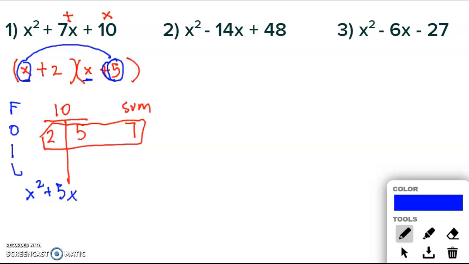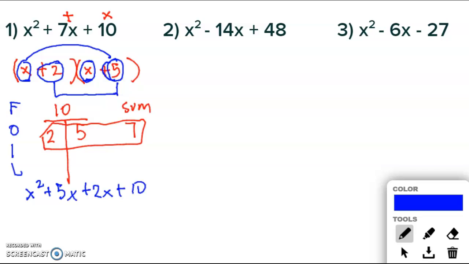And then I stands for inside. That means I am multiplying plus 2 and x. Plus 2 times x is plus 2x. I am adding each of the products. And then finally, L stands for the last of the first parenthesis with the last of the second parenthesis. 2 times 5 is 10.